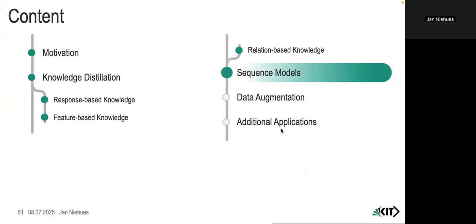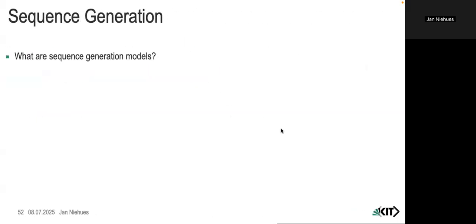Good. Then for the next part, we want to look a bit at one more specific thing on sequence modeling. First, before we look into why it might be more challenging, what type of sequence models do you remember? How can you do sequence generation with neural networks? Do you remember any architectures that we discussed there?